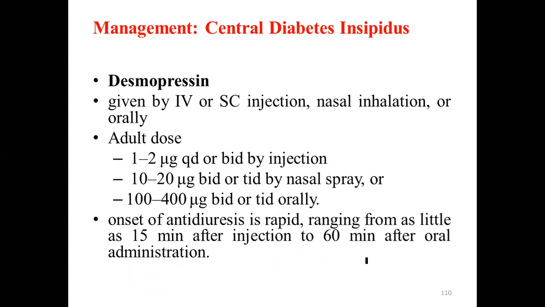Desmopressin has different routes of administration: IV, subcutaneous, intranasal, inhalation, or orally. So this is a dosing schedule. If it is by injection, 1 to 2 microgram. If it is by nasal spray, this is the dose. If given orally, this is the dose you are going to give. Onset of action is very rapid most of the time. If we give by injection, within 15 minutes you will see the electrolyte imbalances rectified. For oral, it is a bit delayed, about an hour before it starts.